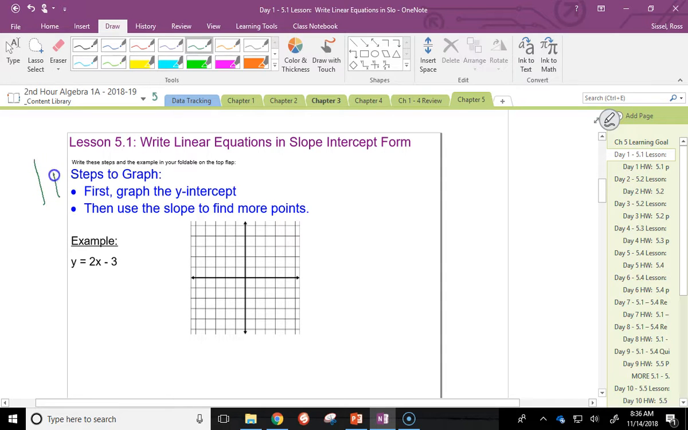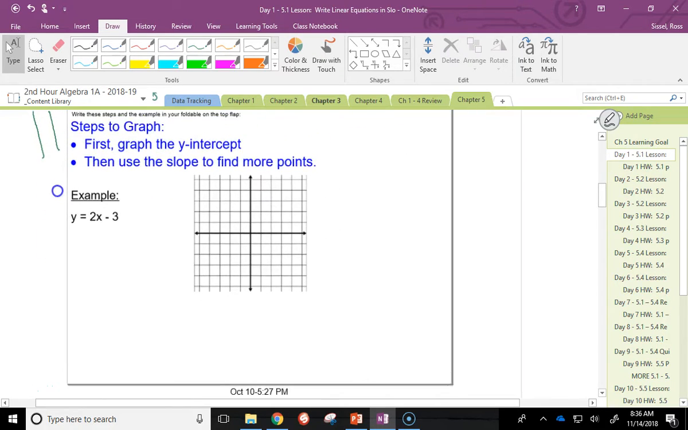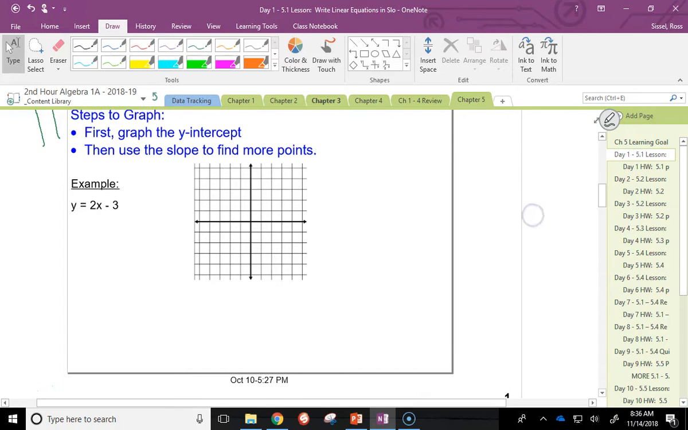The first thing it says is steps to graph. When I look at this equation, the first thing I want to do is look at my equation and say, is it in slope-intercept form right now? Y equals 2x minus 3. Is that in slope-intercept form? Yes, absolutely. Remember, we never want to forget that slope-intercept form is this, and y has to be by itself.